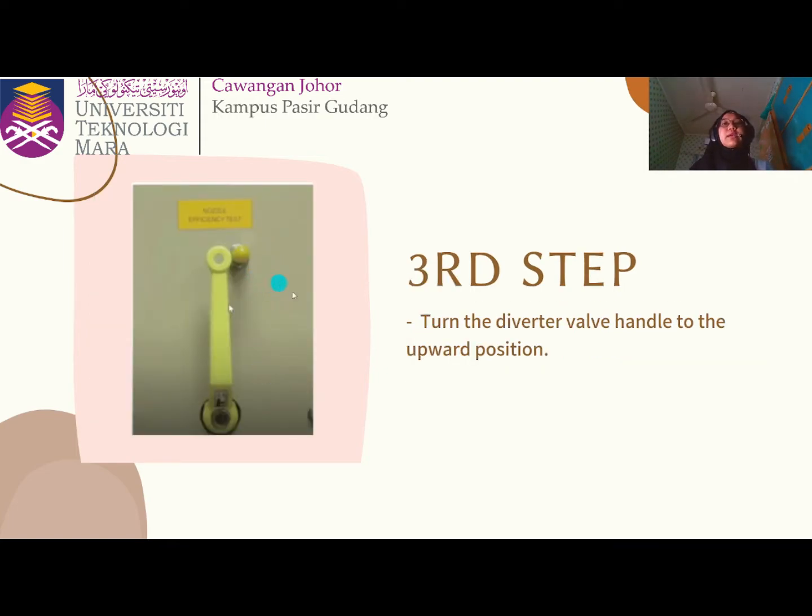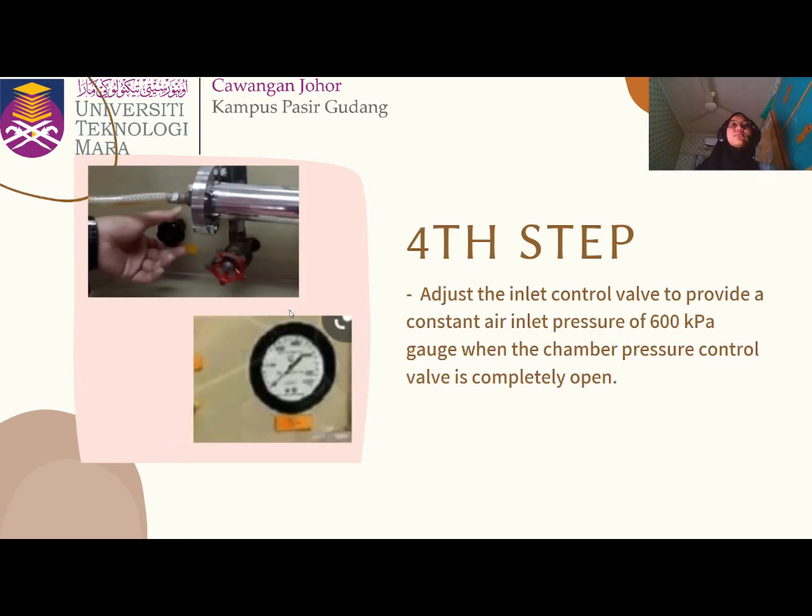The third step, turn the diverter valve handle to the upward position. The fourth step, adjust the inlet control valve to provide a constant air inlet pressure of 600 kPa gauge when the chamber pressure control valve is completely open. Open the chamber pressure control valve here and we can see the inlet pressure of 600 kPa here.